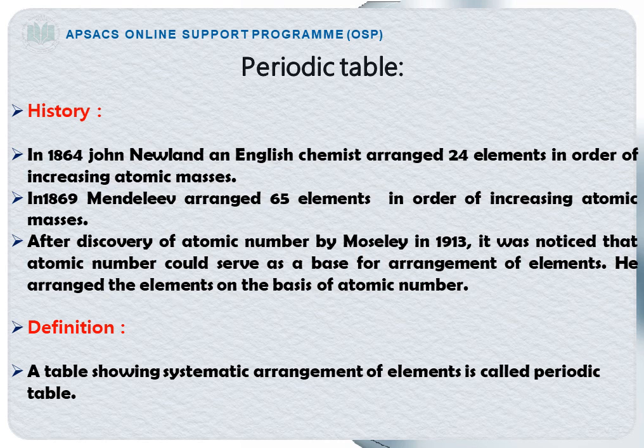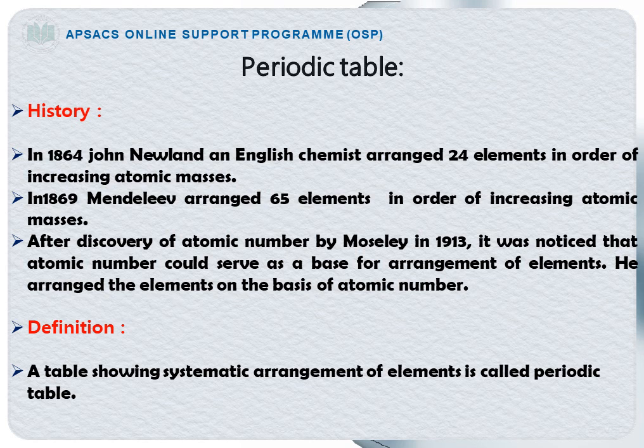Actually, atomic mass is the number of protons and neutrons in the nucleus of an atom. So on the basis of that property, the scientist Newland arranged elements in the periodic table. Then after that, in 1869, Mendeleev arranged 65 elements in order of increasing atomic masses. But after the discovery of atomic number by Moseley in 1913, it was noticed that atomic number could serve as a base for arrangement of elements. He arranged the elements on the basis of atomic number.